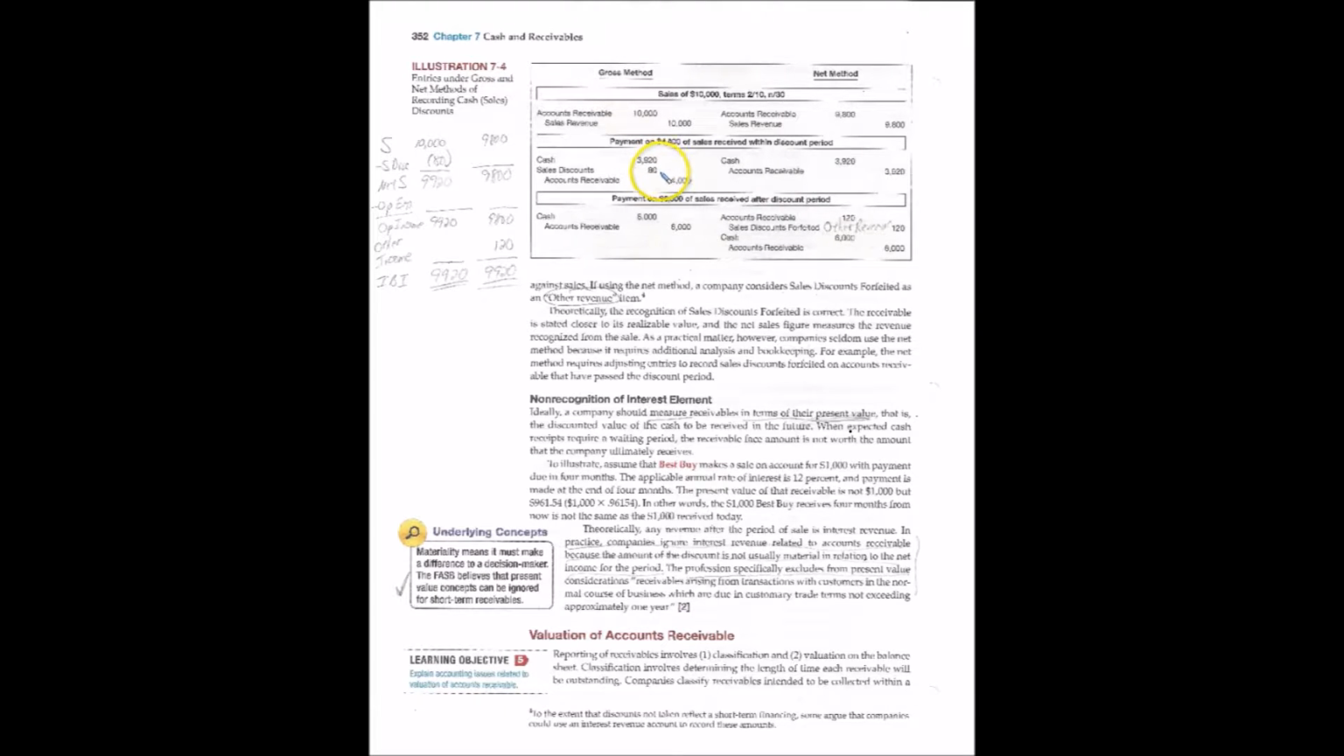And the gross method is if we want to track the dollar amount of the discount that customers take advantage of, then we're going to use the sales discount. So we see $4,000 of it is paid early, so we only get $3,920. The other $6,000 of the receivable is paid after the discount period, and so we receive the full $6,000 on that.